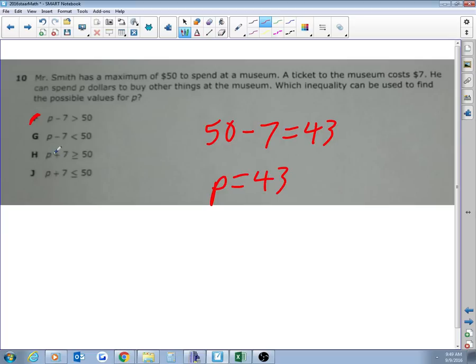Here we've got 43 plus 7 is greater than or equal to 50. No, he can only spend $50. So H is out. 43 plus 7 is less than or equal to 50. There we go. He can spend $43, or he can spend less than $43. It's got to be less than or equal to. The maximum he has to spend is 50. So J is our solution there.